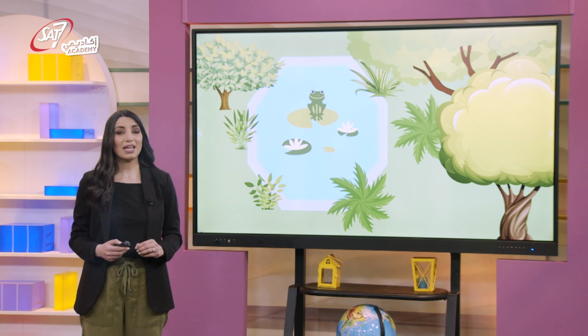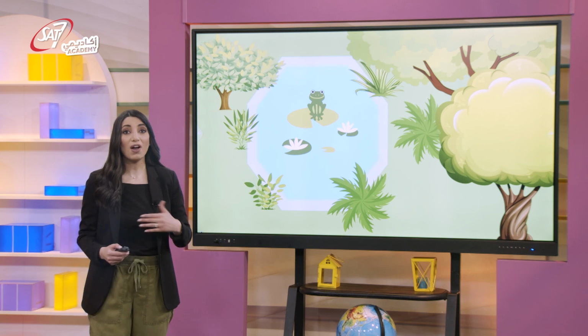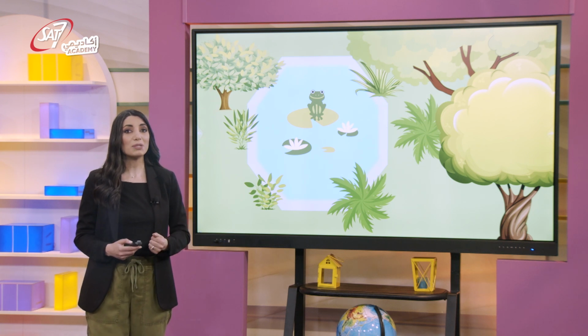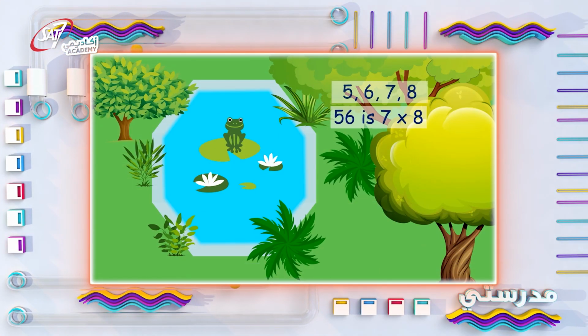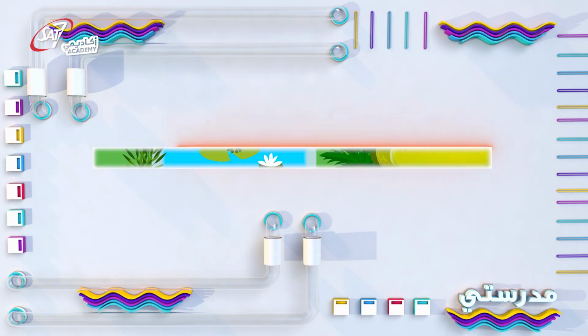Multiplying big numbers can be a challenge, but there are rhymes and patterns that help us multiply faster. The 4 consecutive numbers 5, 6, 7, 8 will help us remember that 56 is 7 times 8. So the perimeter of this octagon-shaped pond is 56 meters.